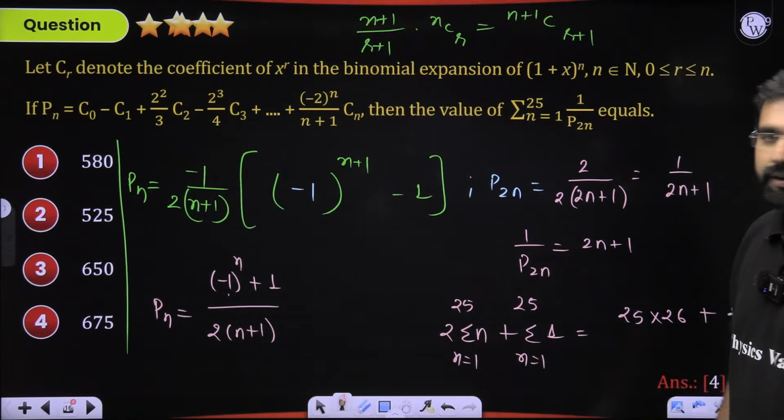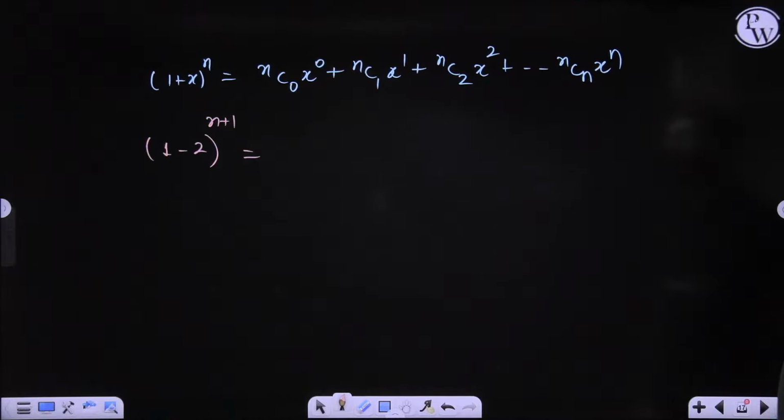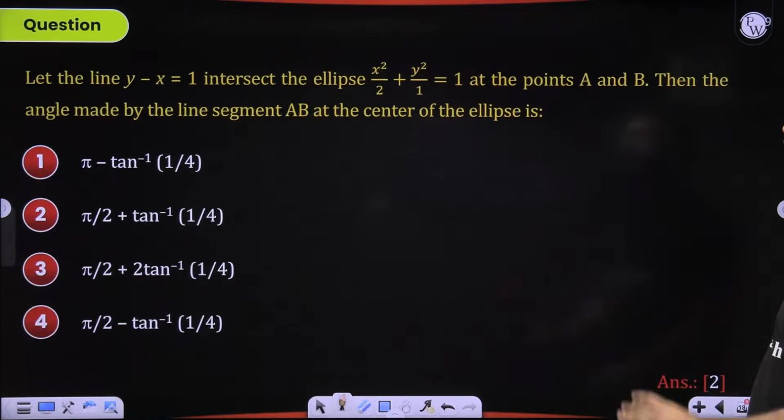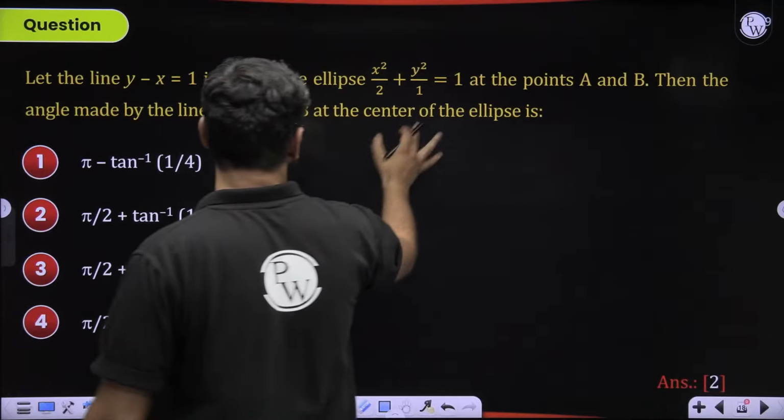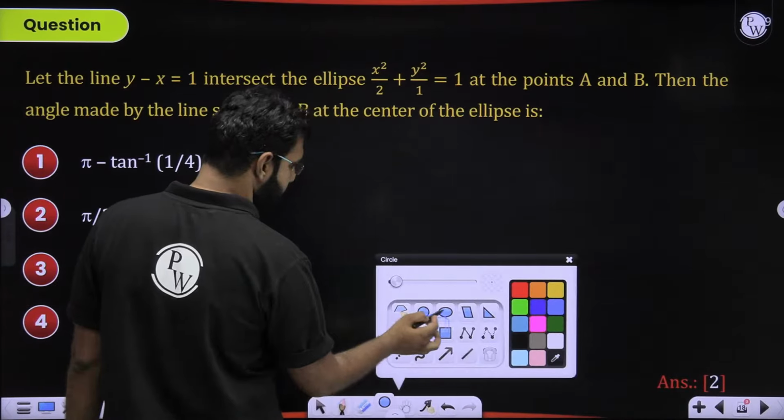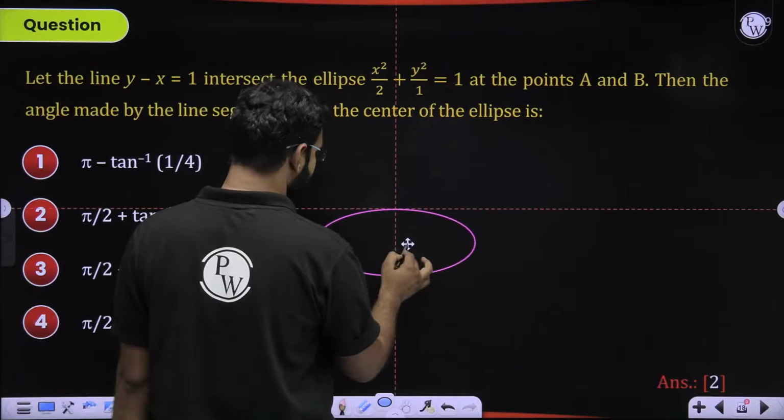Can I move ahead from here? All the participants pay attention. Let's solve the next question here. Let the line y minus x is equal to 1 intersect the ellipse. So there is an ellipse, okay? Standard ellipse they have given, right?